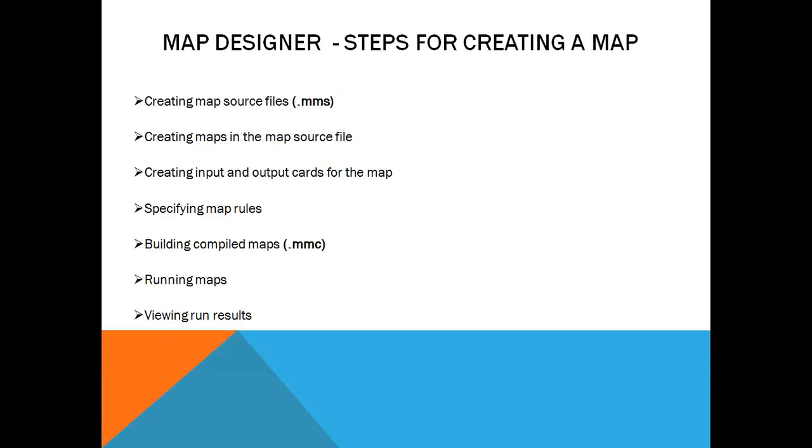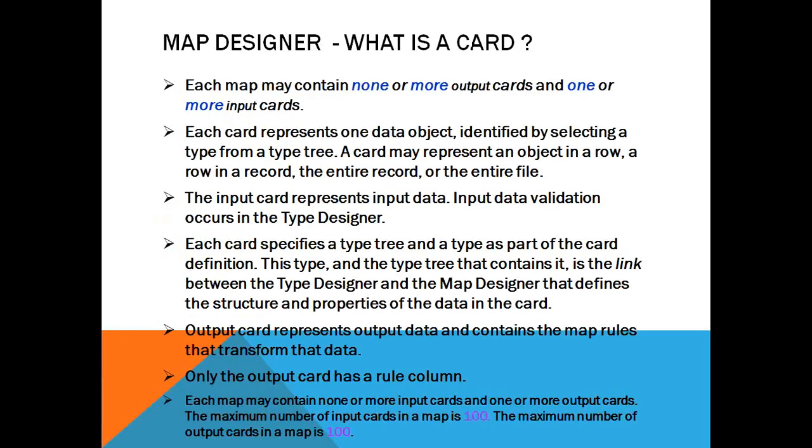Next one is building map. So we saw that already. Once you complete the map, you have to build the map and you can do the results. So what is a card? Each map may contain none or more output cards and one or more input cards. As I told, each map can contain none or more outputs and similarly here also it will be none or more input cards. Sorry, it's not one or more, it's none or more. Each card represents one data object identified by selecting the type. We have to select the type.